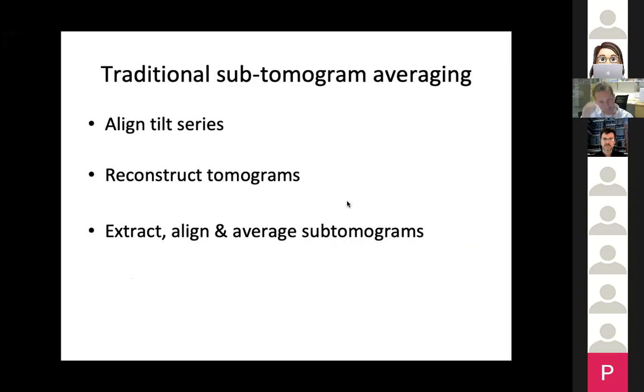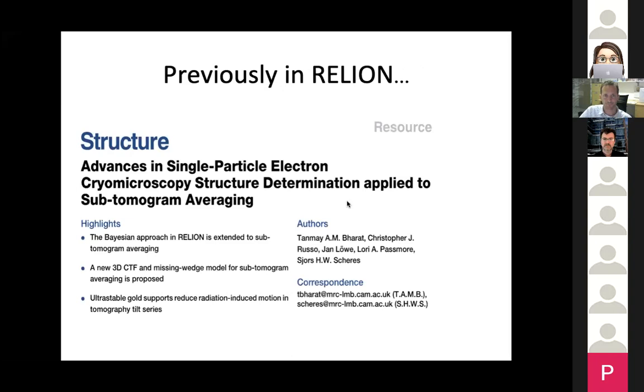So in traditional sub-tomogram averaging, one would align a tomographic tilt series, then reconstruct very large tomograms, and then extract in smaller boxes sub-tomograms from 3-dimensional coordinates where you think your particles of interest are, and then those are aligned and classified and averaged to get a sub-tomogram average structure, which hopefully extends to higher resolution than the raw tomograms.